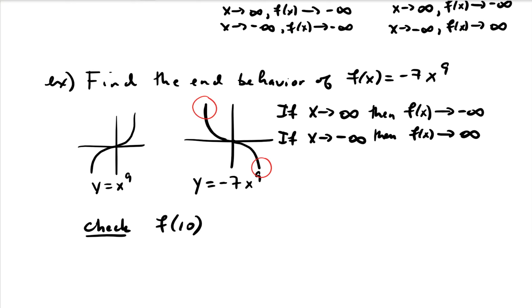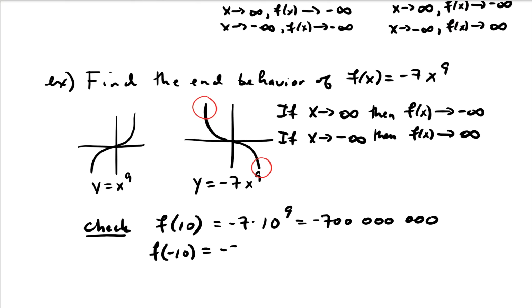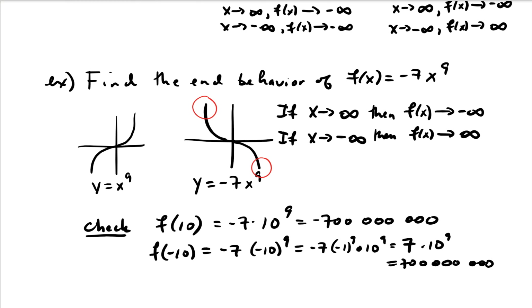For example, f of 10. I should get some large negative number. Let's check. f of 10 is minus 7 times 10 to the 9, right? That's minus 7 billion. That's pretty large and negative. If I look at f of minus 10, that's going to be minus 7 times minus 10 to the 9, and that's minus 7 times minus 1 to the 9 times 10 to the 9. Minus 1 to the 9 is minus 1, so that's going to become 7 times 10 to the 9, so that's 7 billion, and that's large and positive, as you can see.